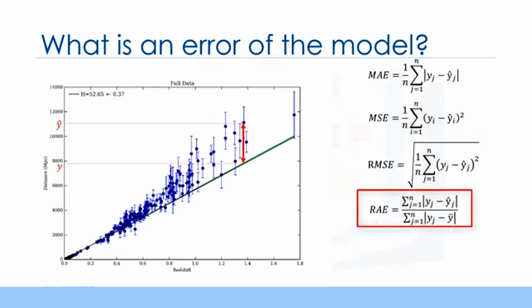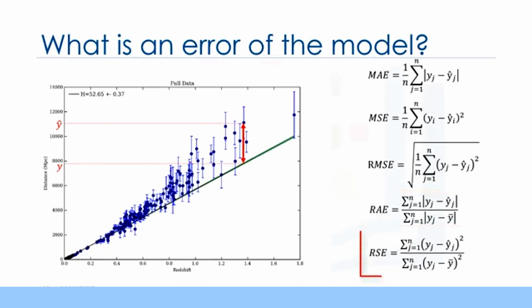Relative absolute error, also known as residual sum of square, where y bar is a mean value of y, takes the total absolute error and normalizes it by dividing by the total absolute error of the simple predictor. Relative squared error is very similar to relative absolute error, but is widely adopted by the data science community as it is used for calculating r-squared.